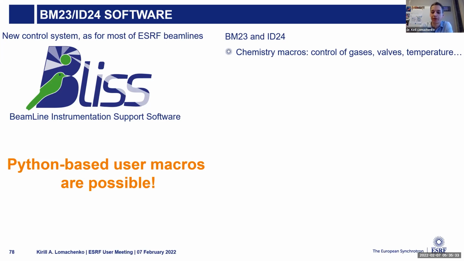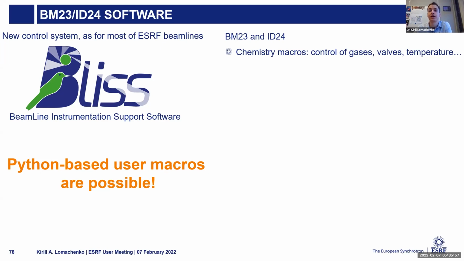It can be all put into a macro, and you don't have to physically come into the hutch, push the button, or stay behind the laptop to push the button to change the gas flow when it's time. You can program it, and the beamline will do it for you, and it's going to be fine.